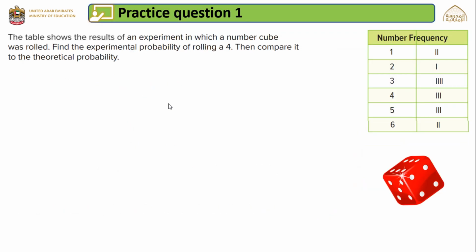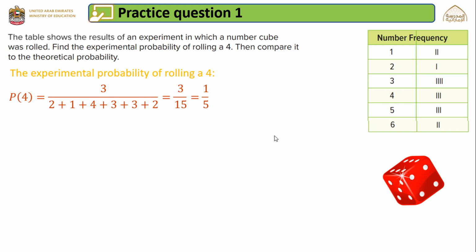Next, Question 1. The table shows the results of an experiment in which a number cube was rolled. Find the experimental probability of rolling a 4. Then compare it to the theoretical probability. Here we have only 3 frequencies for rolling a 4. So the experimental probability of rolling a 4 is 3 divided by the total frequencies, 3 divided by 15, or 1/5. So the probability of rolling a 4 is 20%.